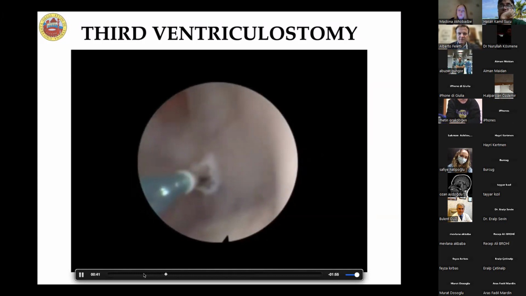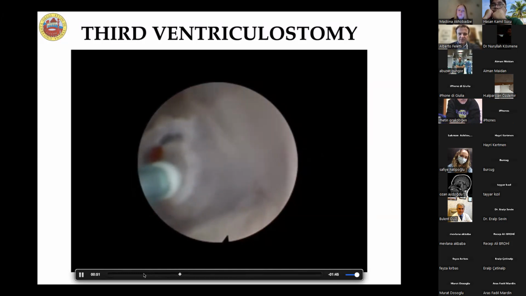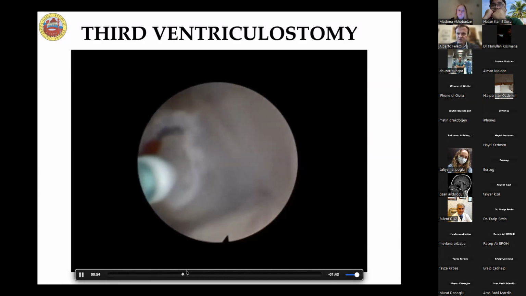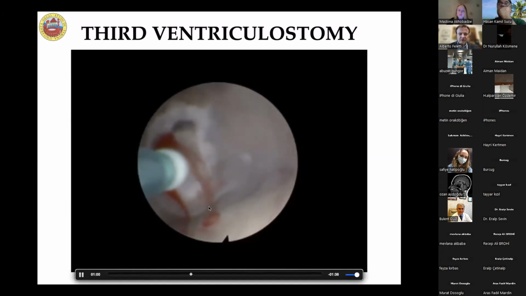Sometimes, if it is possible, I just poke the tuber cinereum mechanically with my monopolar coagulation. Sometimes this membrane is quite stiff, so I do some coagulations like I did in this case. And then you can, of course, enlarge the stoma with a Fogarty balloon.